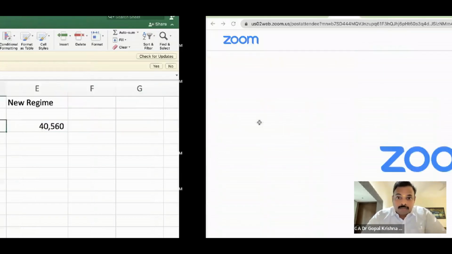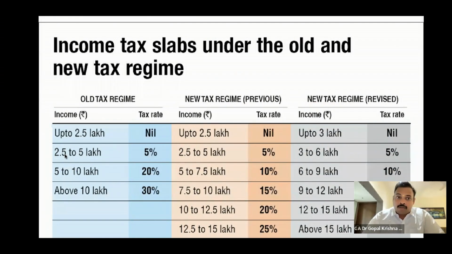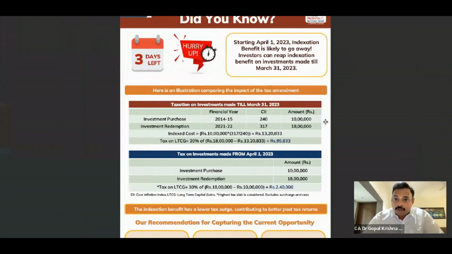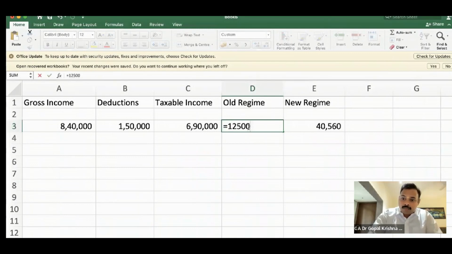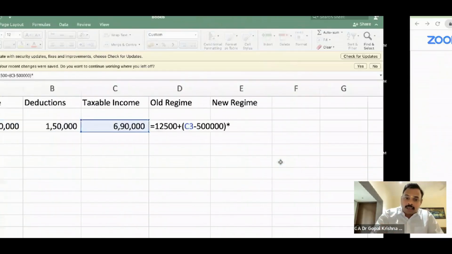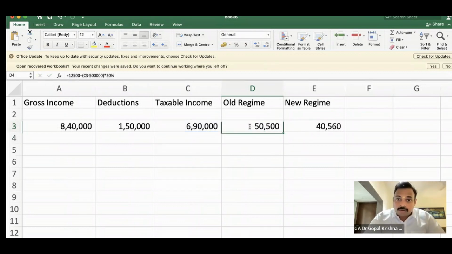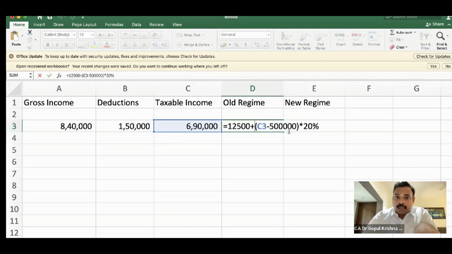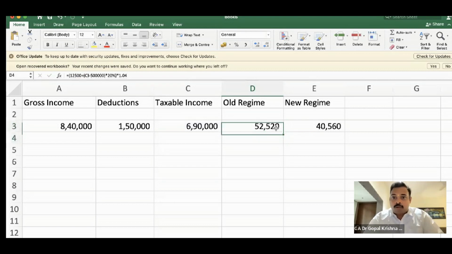But under the old regime, this is your old regime. So up to 2.5 nil, 2.5 to 5 lakhs is 5%. So that means on 2.5 lakhs, 5% will be 12,500. So here it will be 12,500 plus on 6 lakh 90 minus 5 lakhs, on this I will apply the 20% slab. So that 1,90,000, on that I'll apply the 20% slab. So please look at this. 1,90,000 into 20% is 38,000 plus your 12,500. So that comes to 50,500. And on the 50,500, I'll apply the 1.04. So it is 52,520. So incrementally you pay more. So now new regime is better.